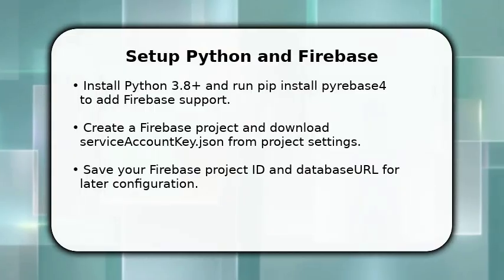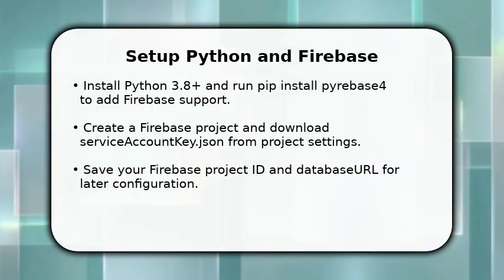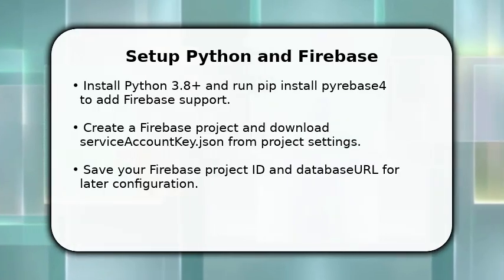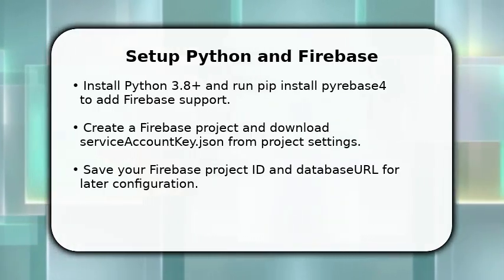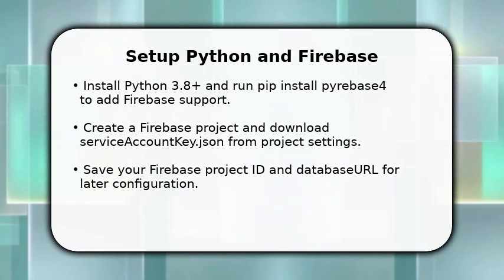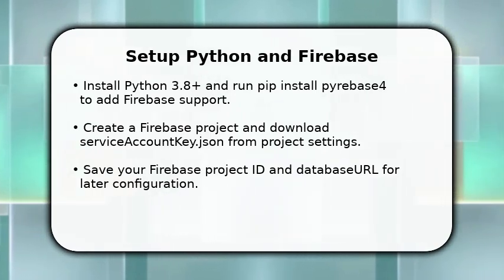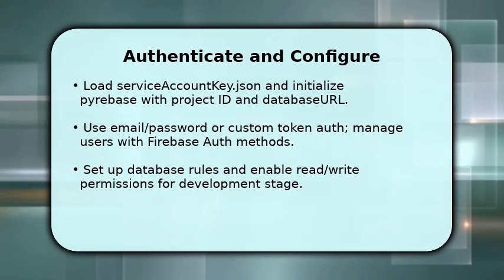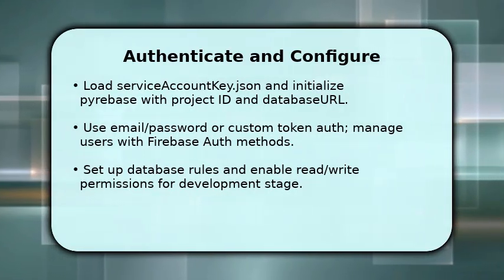After that, download the service account key JSON from project settings, and save it securely in your project folder. Finally, note your Firebase project ID and database URL for configuration in code. Begin by loading the service account key JSON in your Python script and parsing it securely.